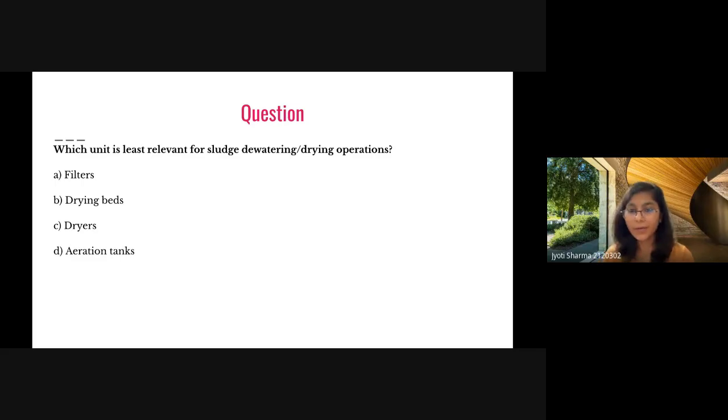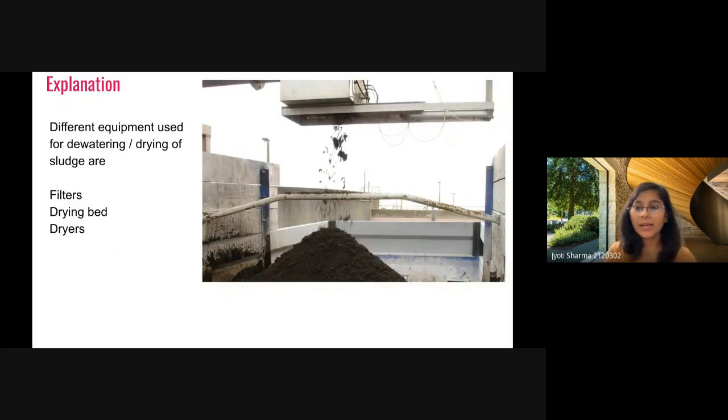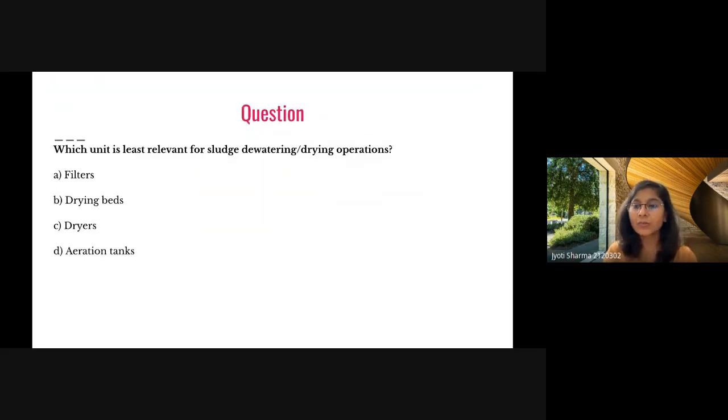Okay, so Diya, Venkateshra both gave me B answer. Sorry, D answer. Yes. In the previous slide only, I told you different methods of dewatering: we can use different filters, we can use drying beds, we can use dryers to make our sludge into solid form. But this aeration tank is an out-of-the-box option, right? So that's how D is the right answer, because this is least relevant for the sludge dewatering. So D is the right answer.